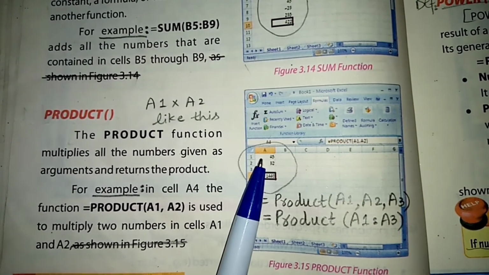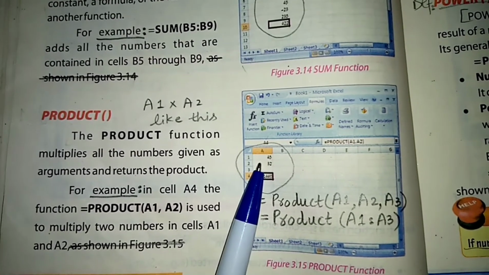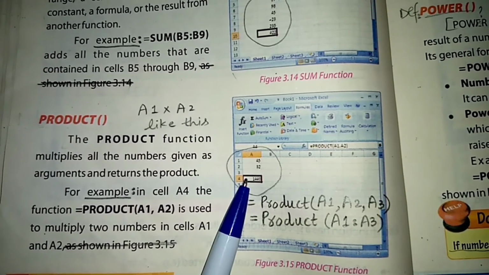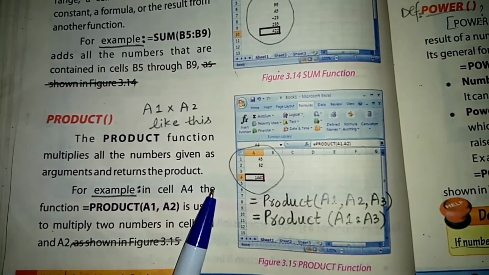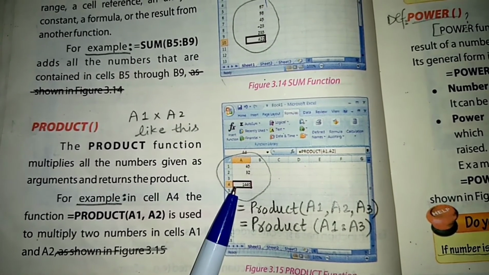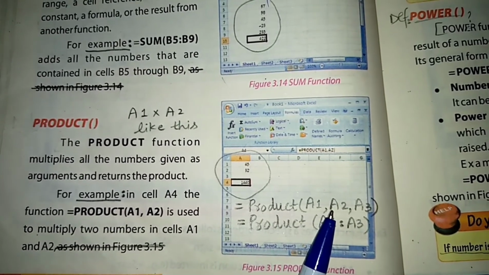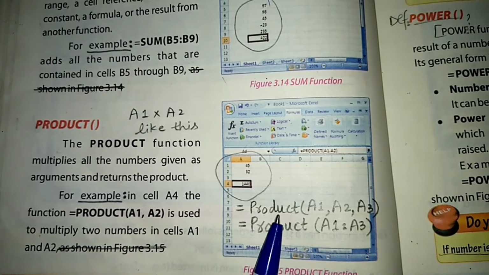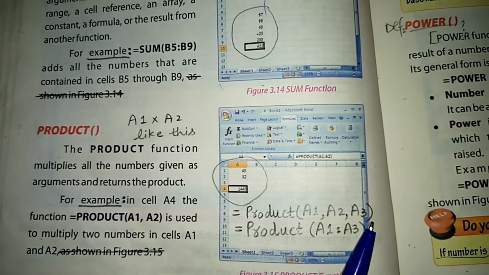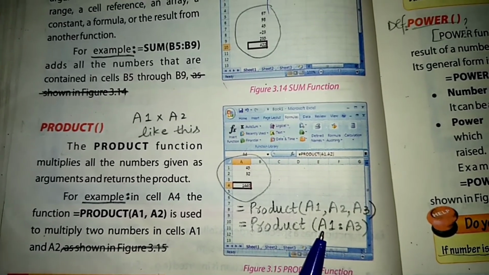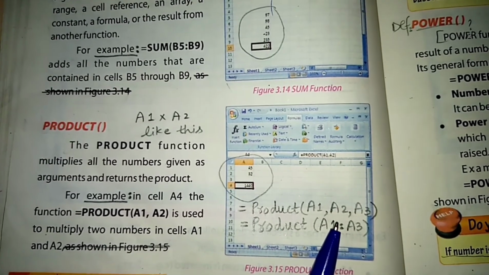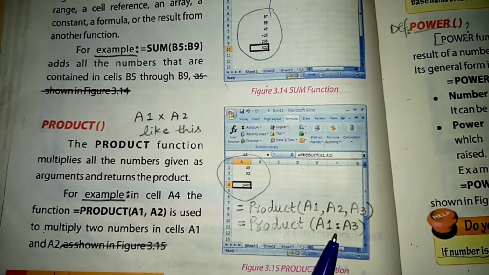In this figure, we can see that data values are written in cells a1 and a2. And in cell a4, the product function returned the product. In this example, we have used two numbers. Now we will discuss how to use product function in order to multiply more than two data values or more than two cells. For this purpose, we write argument like this, a1, a2, a3. In the second syntax, we use the cell range like this, product a1 to a3. Here we have used a colon instead of comma to represent a range of cells.